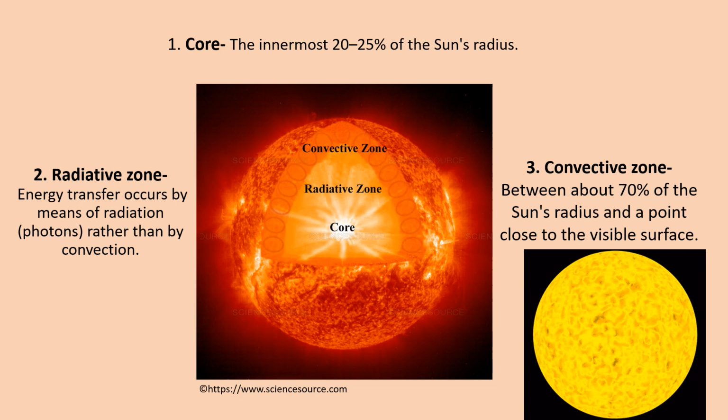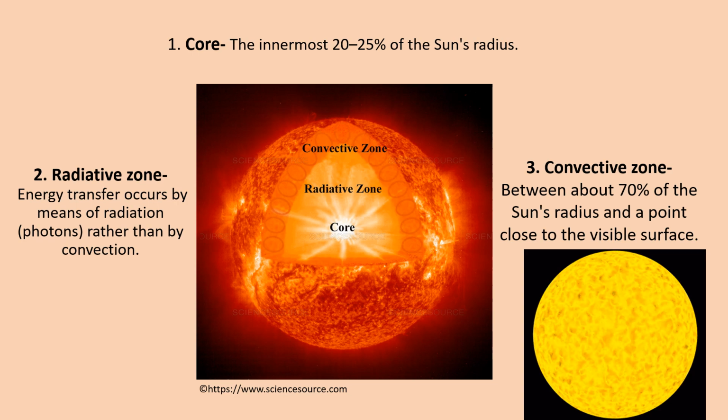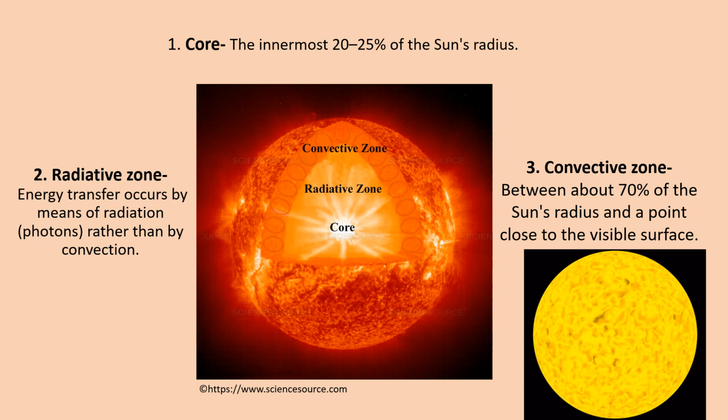Ions of hydrogen and helium emit photons which travel only a brief distance before being reabsorbed by other ions. Also, the density drops to 3 times that of coal in this radiative zone. Now, moving on to the convection zone.